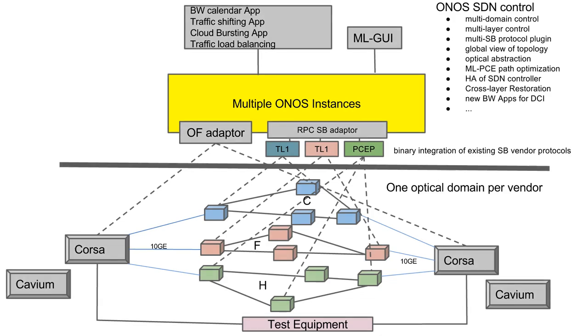This is a quick overview of what the proof of concept will look like. So let me run through it, say, top to bottom. Like I said, we're still deciding on which apps are within reach. So the idea is to show multiple ONOS instances running with two adapters, one for OpenFlow, and one, like I said, that glues that RPC southbound adapter that talks to TL1 for Fujitsu and Sienna, and most likely PCEP for Huawei.